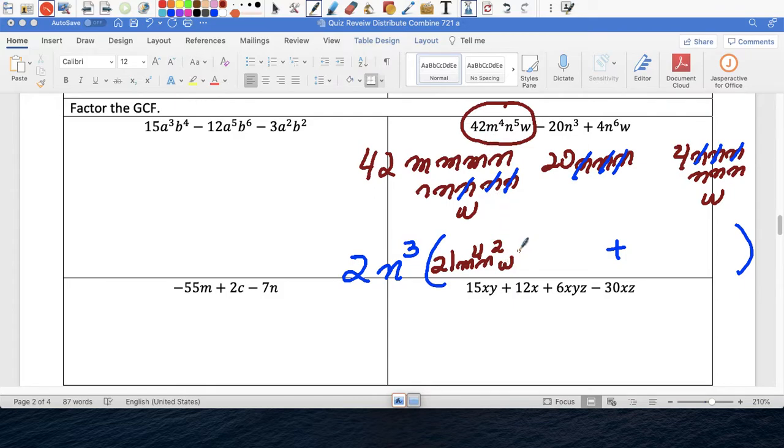Check. 2 times what is 20? It would be 10. And that's it, because n cubed is already outside, so 2 times 10 is 20, and n cubed will be multiplied as well, and it's already there, so that's okay. The last one, 2 times what is 4? It's 2. But we need to get n to the sixth w, so what do I multiply n cubed by to get n to the sixth w? Well, you need to multiply by another n cubed and a w, and that will get you this.